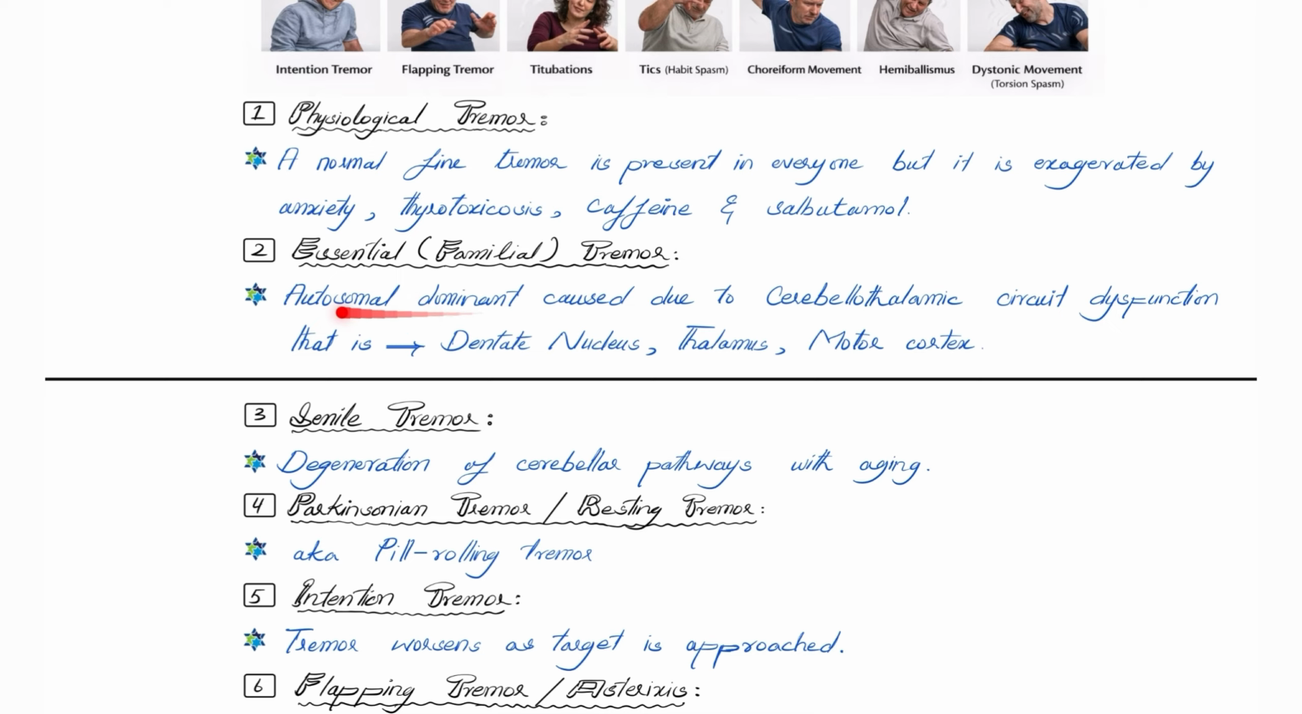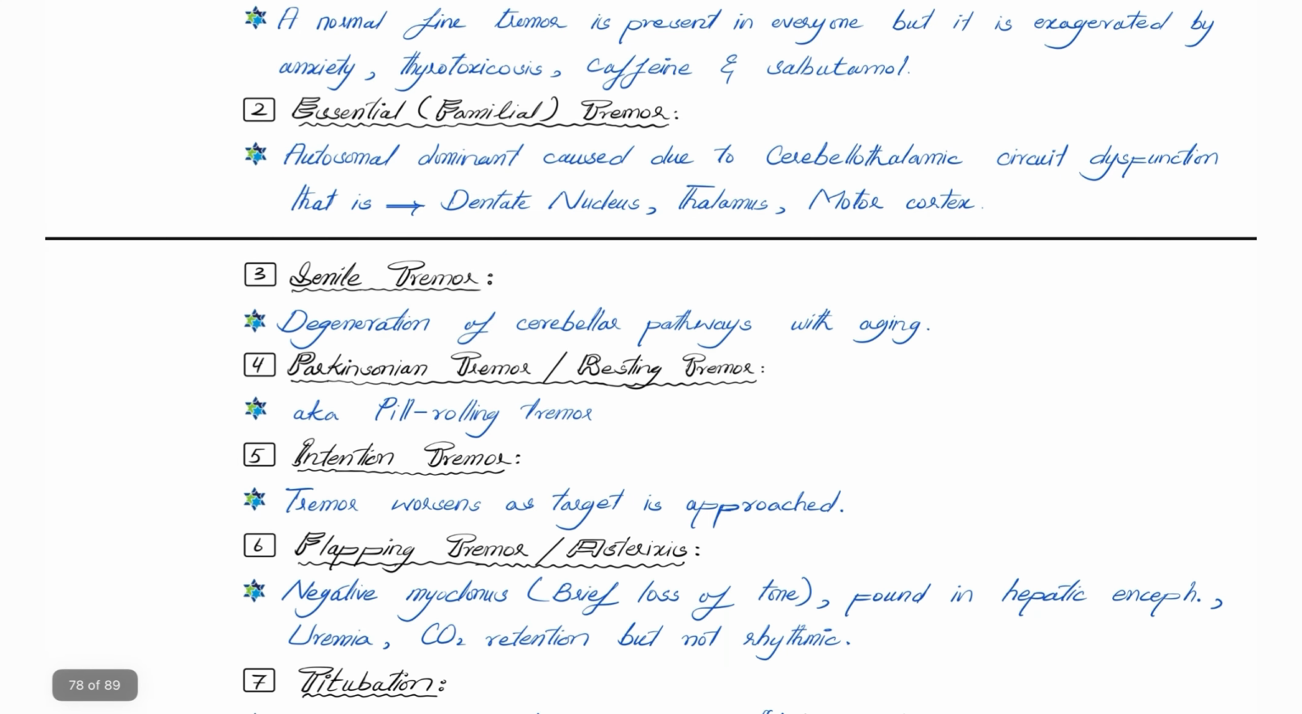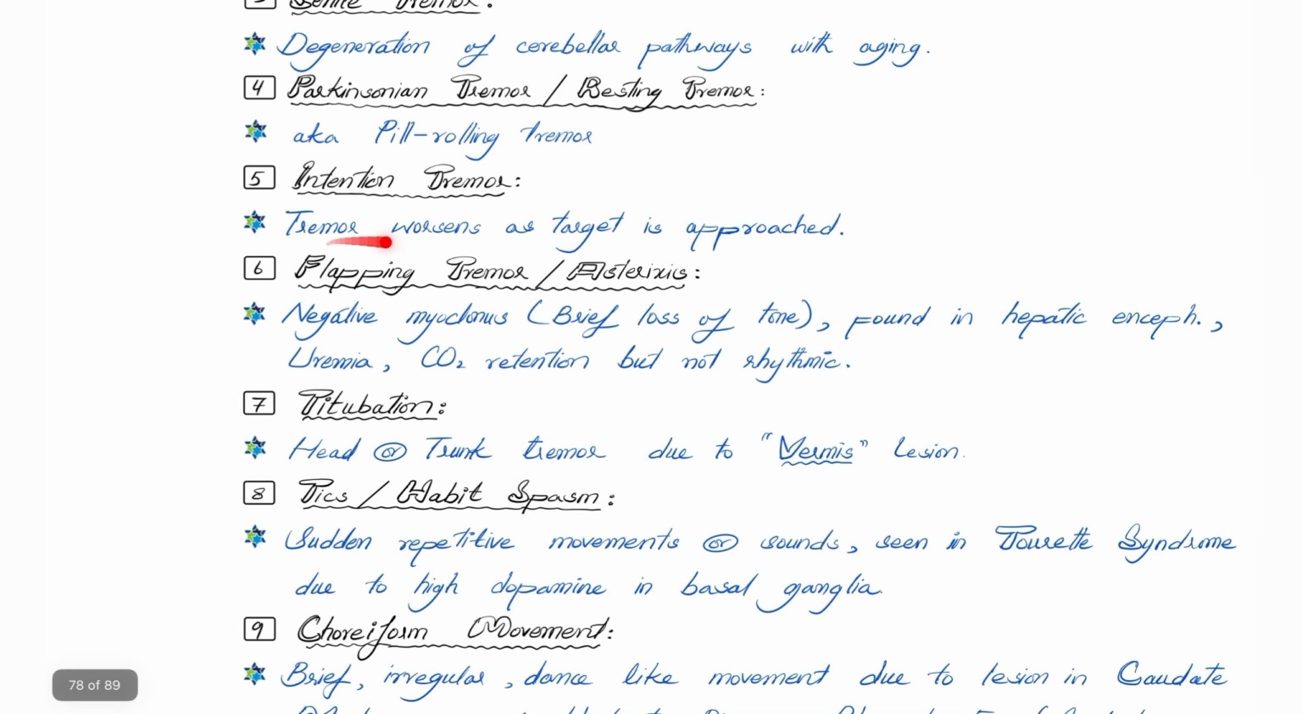It is autosomal dominant and is caused by cerebellothalamic circuit dysfunction, such as damage of the dentate nucleus, thalamus, or motor cortex. The third involuntary movement is senile tremor. There is degeneration of cerebellar pathways with aging, which leads to tremor. Parkinsonian tremor or resting tremor, which is also called pill rolling tremor, is found in Parkinson disease. Intention tremor. Tremor is either absent or little when the patient is at rest, and tremor worsens as the patient tries to reach the target.